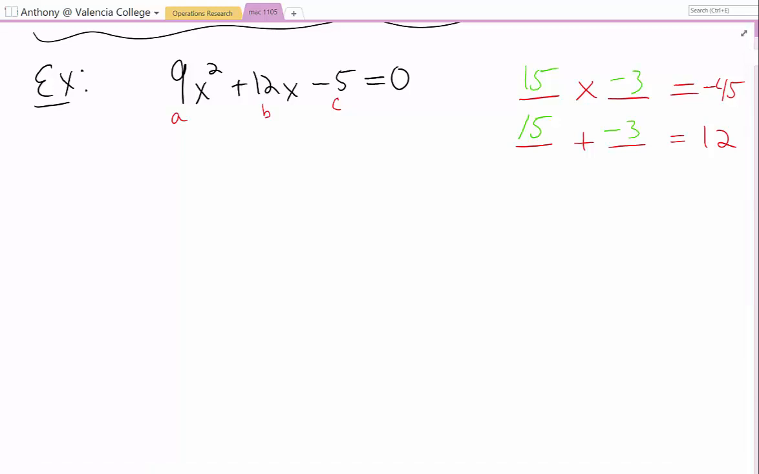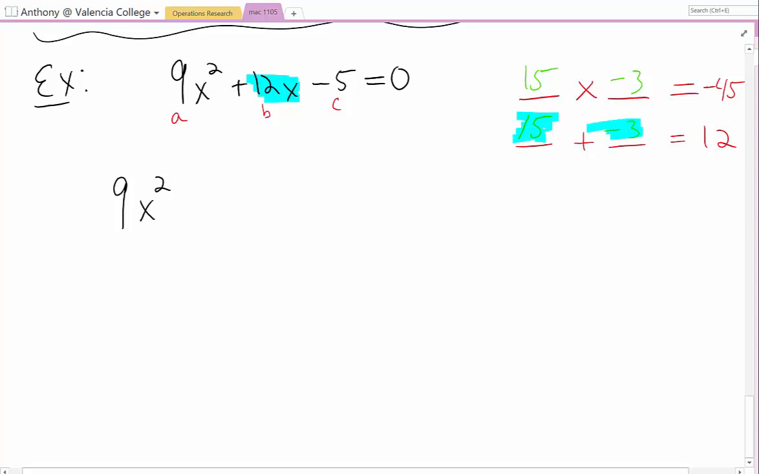So now let's rewrite this. This becomes 9x squared. And what we're going to do, folks, is break up this 12x. We're going to break it up as the sum of 15x plus a negative 3x. So it's going to be plus 15x minus 3x. And then don't forget about the rest of our problem. Minus 5 equals 0.